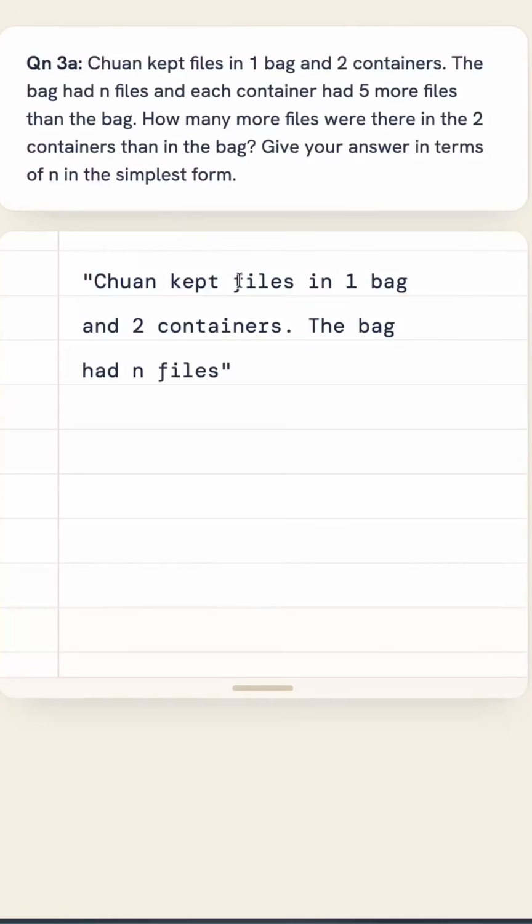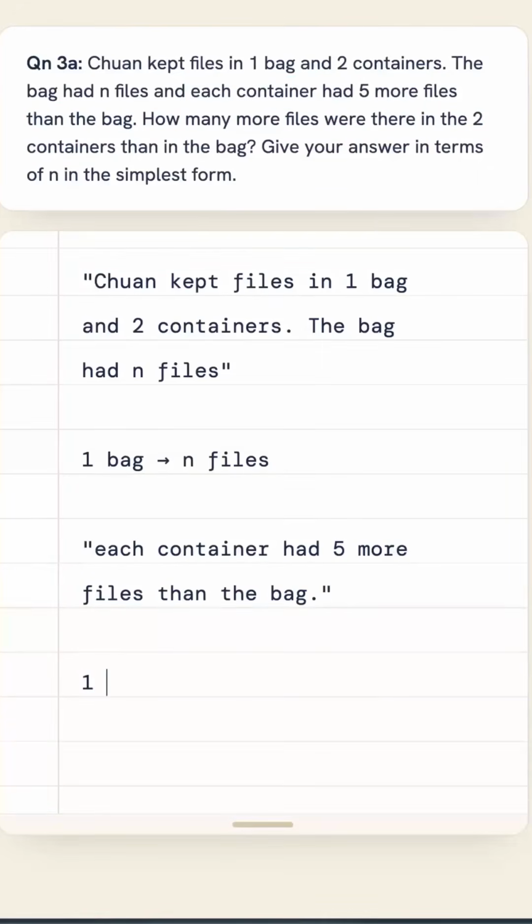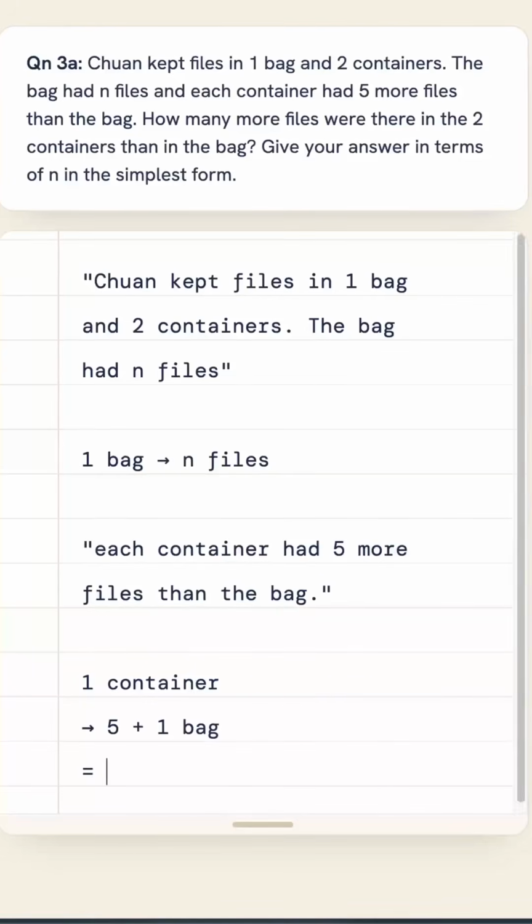So John kept files in one bag and 2 containers. So one bag has how many files? n files. And then it says here, each container had 5 more files than the bag. So that means one container has 5 plus n files.